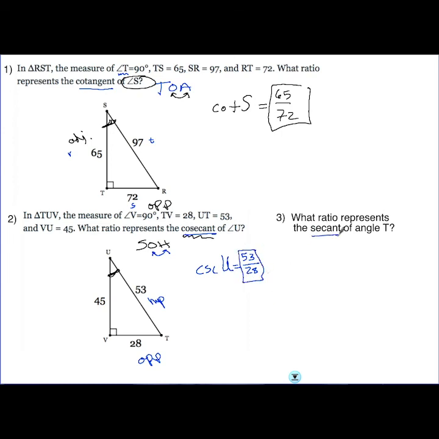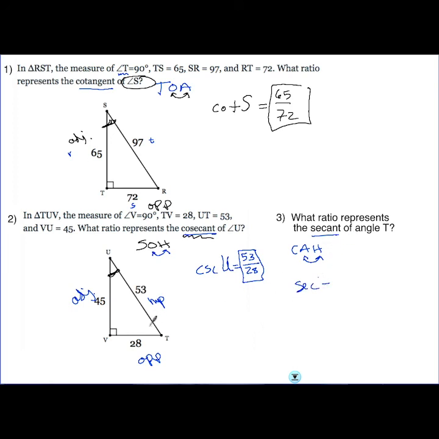One more, and we haven't done this one, secant. So secant is the reciprocal of cosine. CAH is my memory device. I'm going to flip A and H. So we'll use the same triangle here. This is my adjacent side. I already have my hypotenuse side labeled. So secant of angle T.